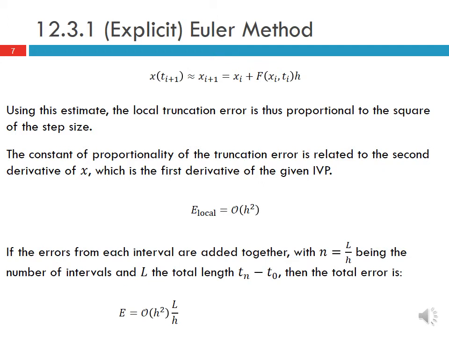And so the errors from each interval are added together, with n is equal to L over h being the number of intervals, and L the total length, Tn minus T0. Then the total error is E, which is order h squared, times L over h, which means that our error for the explicit Euler method is order h. So it is directly proportional to the step size h, where again the step size is the difference between our time steps, ti plus 1 minus t at i.